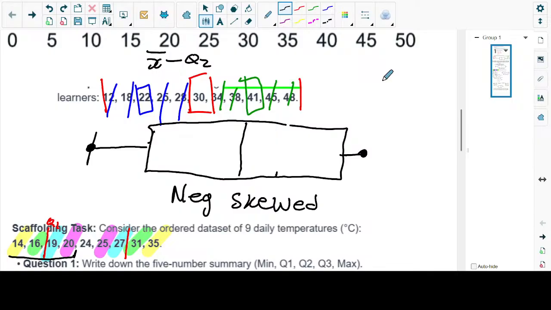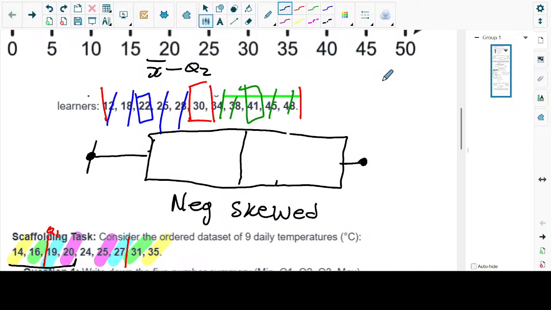So now you're confused, because we spoke about whiskers, and we also spoke about the box. Here's the hierarchy: check the box. If the box can give you the skewness, stick to the box. And if the box is undecided, then that's when you look at the whiskers. Does that make sense? Yeah, it makes sense.